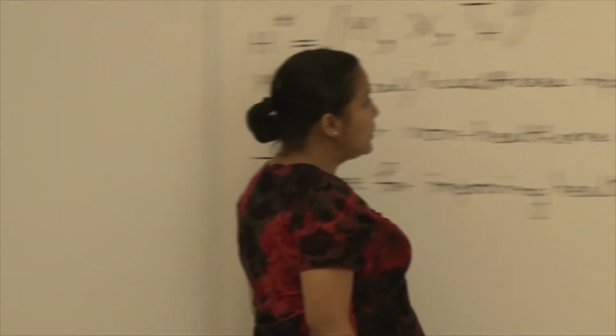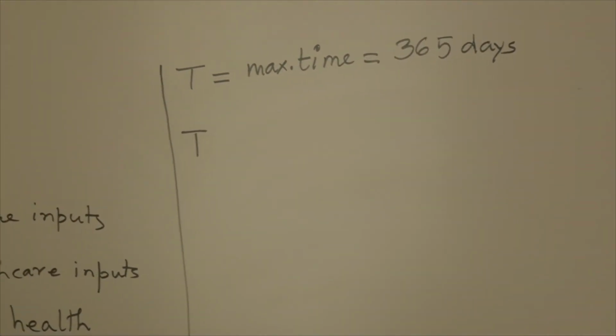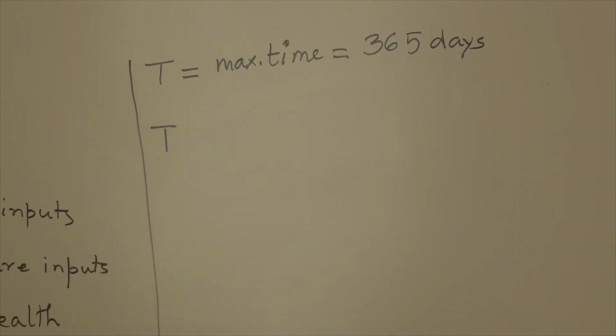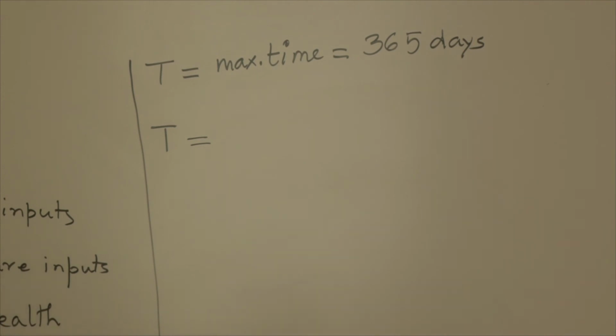Now this capital T, that is the maximum time that is available to you, this can be split into different activities, right? The entire year you do different things during this entire year. So we split that time into 4 categories.